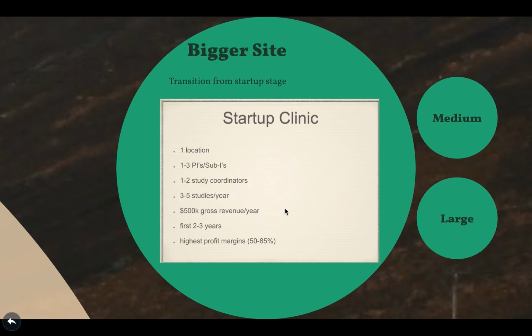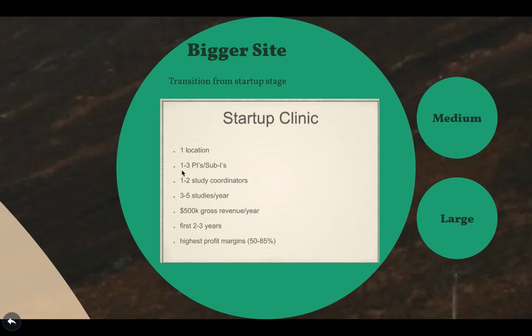500K gross revenue a year. First 2 to 3 years, you're a startup. Highest profit margins. Okay? That's a typical startup clinic. I could see all of that being true, except if you're just starting up, you're probably not going to have 1 to 3 PIs most likely. One. You'll have 1, but not 3.